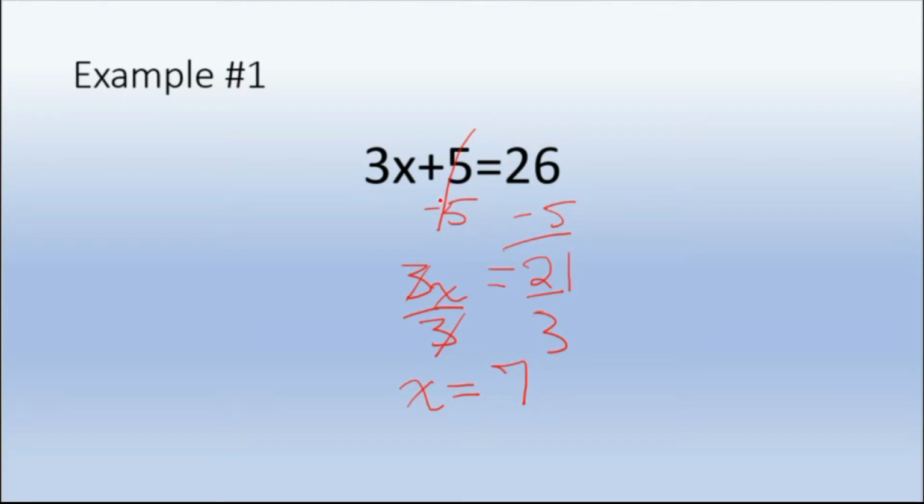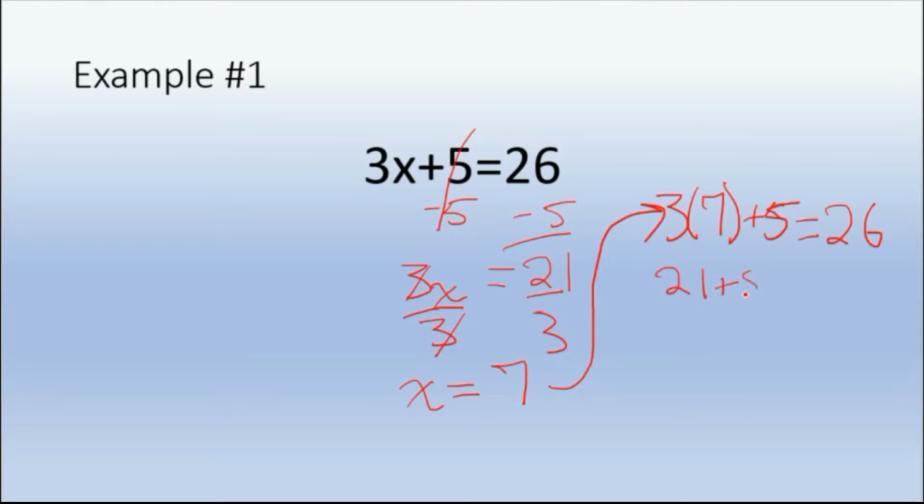We're going to plug this 7 back in for x to check our work. Let's do that up here. So 3 times 7 plus 5 equals 26. Using our PEMDAS rules, we're going to start with multiplication over here. So 3 times 7, that's 21. Bring down this 5, equals 26. Next is addition. So we're going to do 21 plus 5 is 26, equals 26. And that checks out, so we know we did it right.